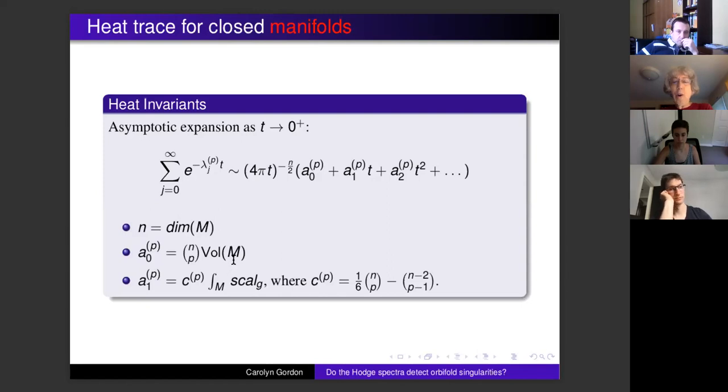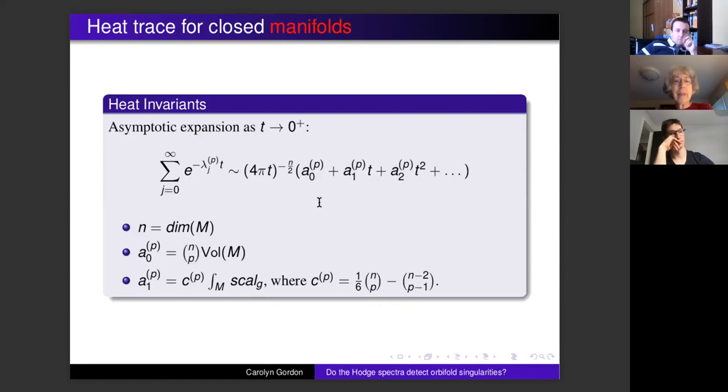A0 is a multiple of the volume depending only on the dimension and P. A1 is a multiple of the total scalar curvature, again depending only on the dimension and on P. Here's the actual formula, and so on. And so these, of course, are spectral invariants.